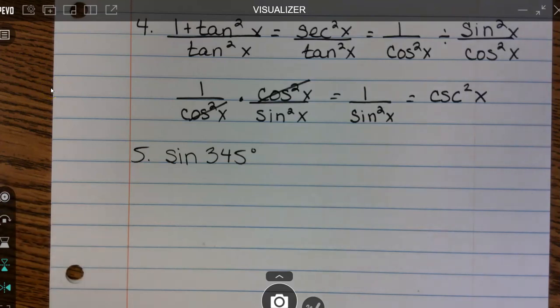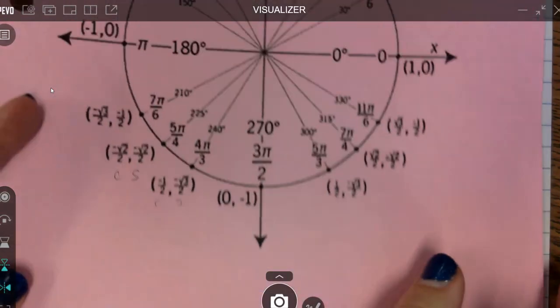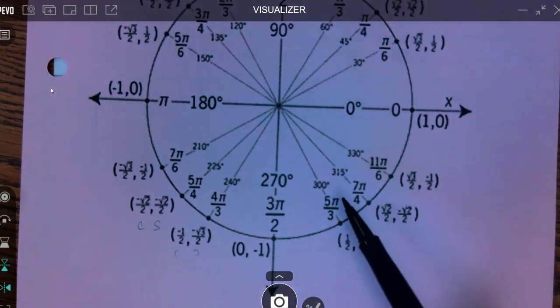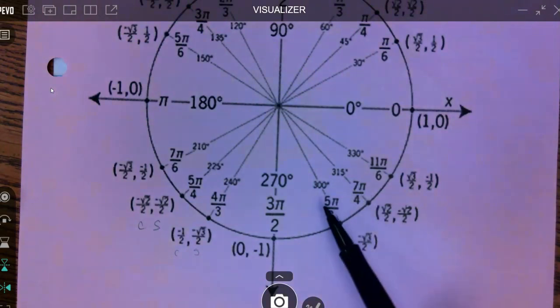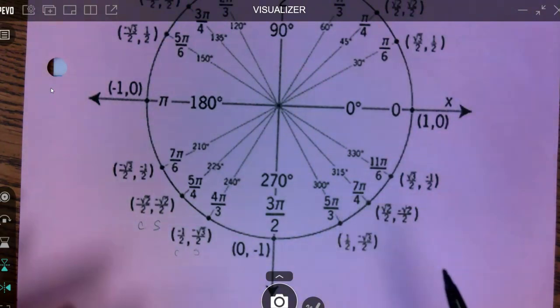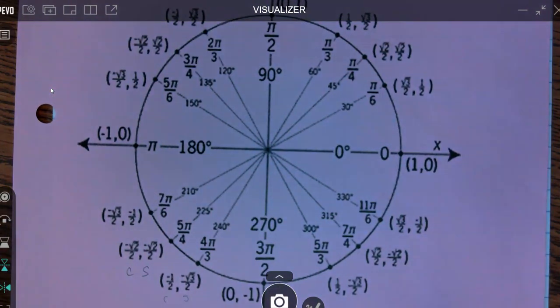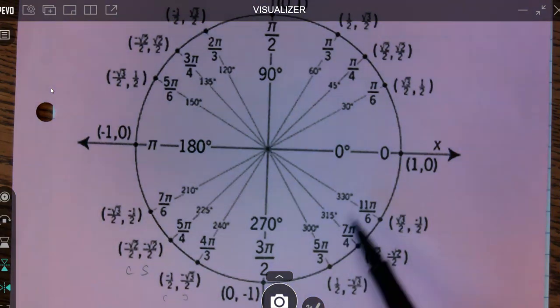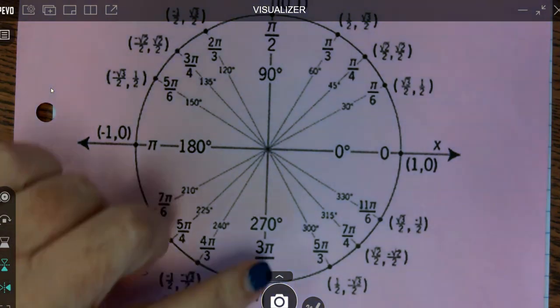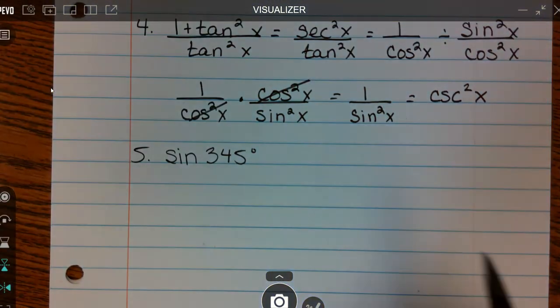Hey guys, so we're looking at number 5, sine of 345. Because there is no 345 on the unit circle, we will have to come up with two angles that are on the unit circle that give us 345. There are multiple answers, like 300 plus 45, or 315 and 30, and they're all right as long as they equal 345. I'm going to go with 300 and 45.